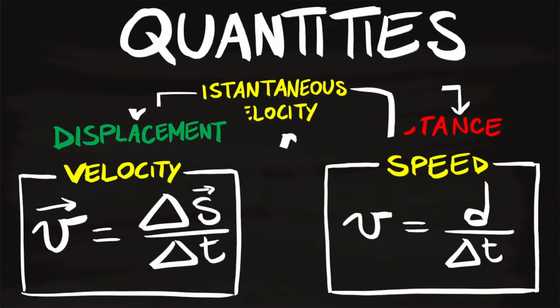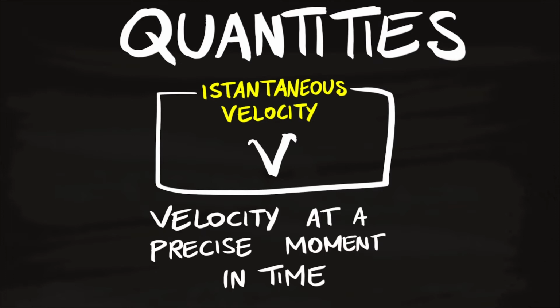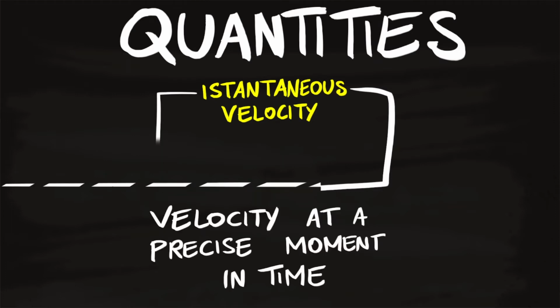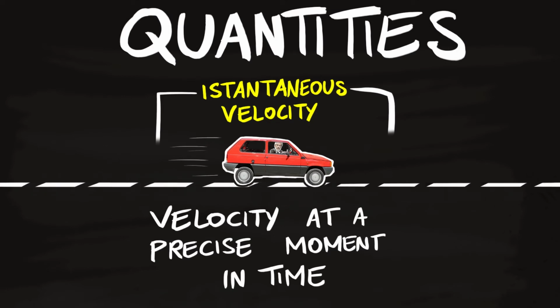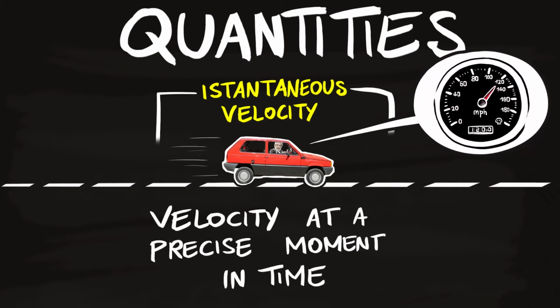And then there's the third guy. The third one is the instantaneous velocity. It's called instantaneous because it's not calculated over a period of time. It's your velocity at a precise moment in time. If Grandpa is flying back home on the highway because he has to put mushrooms in the refrigerator, the value shown by the car speedometer is his instantaneous velocity.